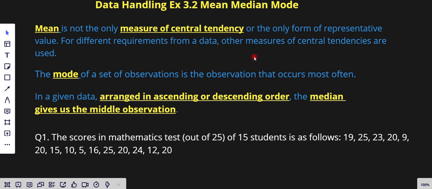Then median. Let's say you have a given data. First, you need to arrange that data in ascending or descending order. In special cases where mean and mode are not applicable, median is used to calculate the central tendency. It gives us the middle observation. How? I'll explain with the help of an example.